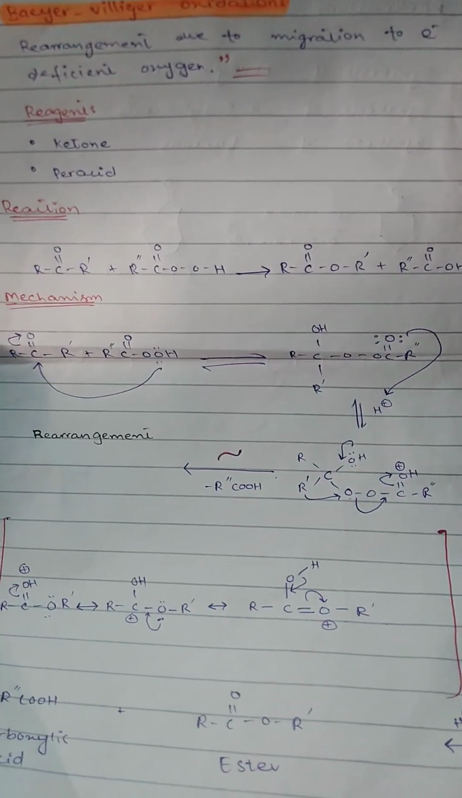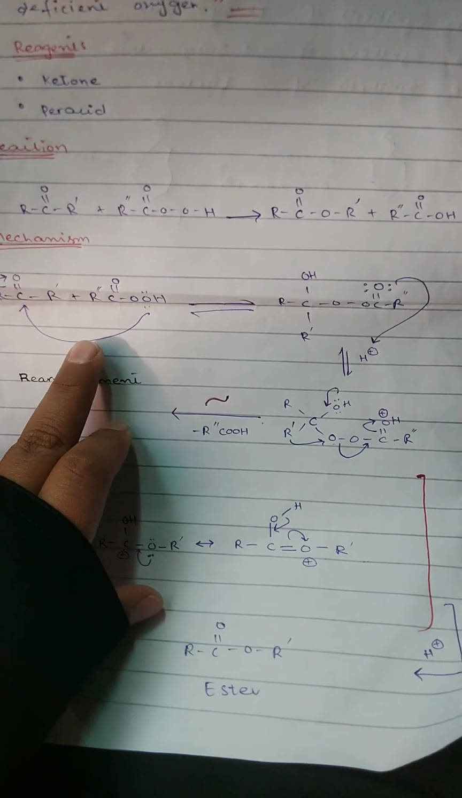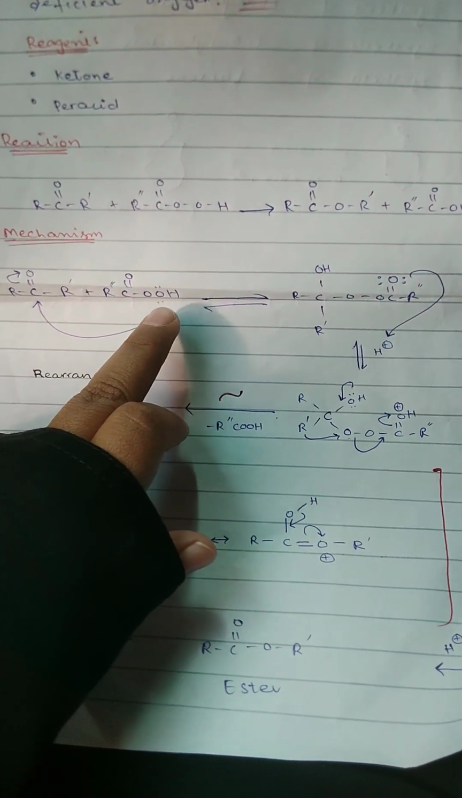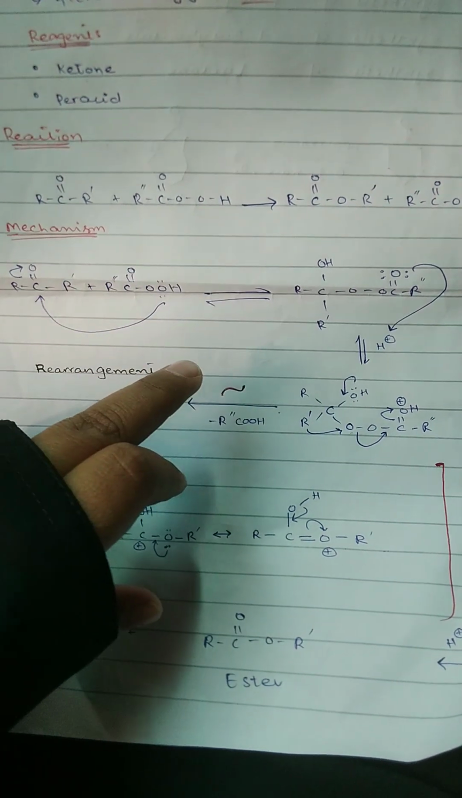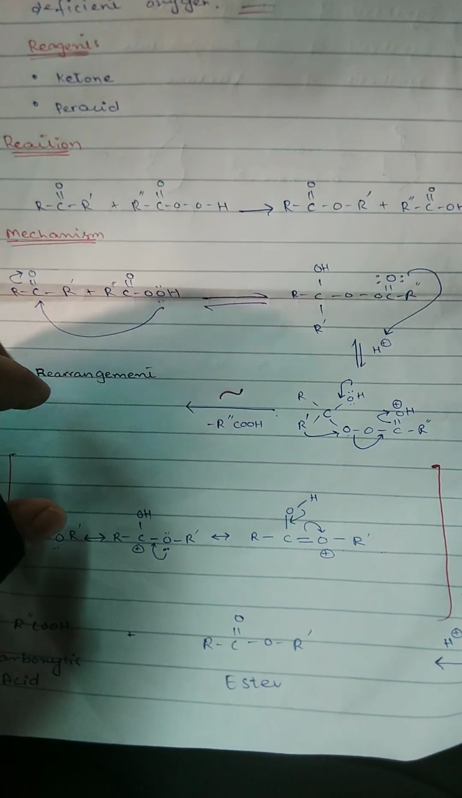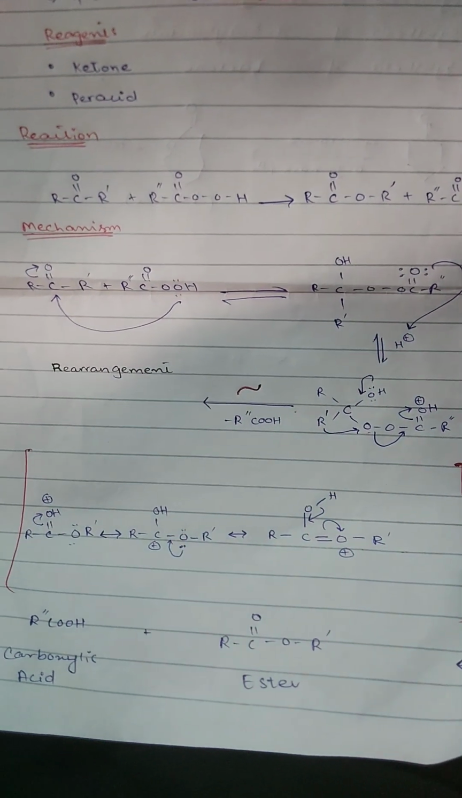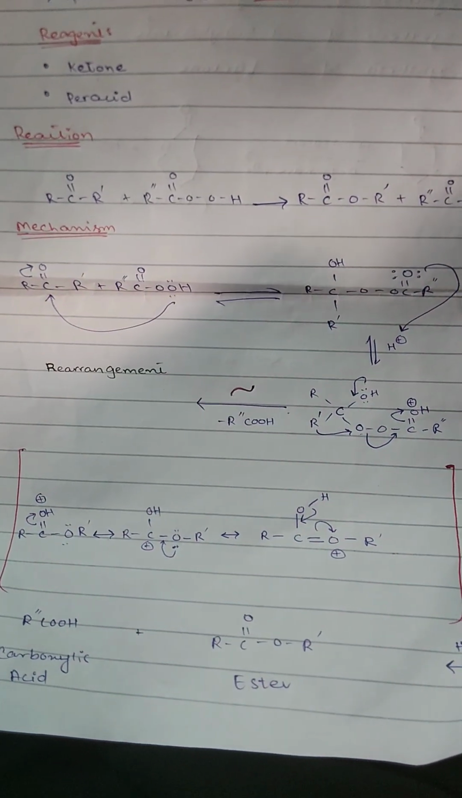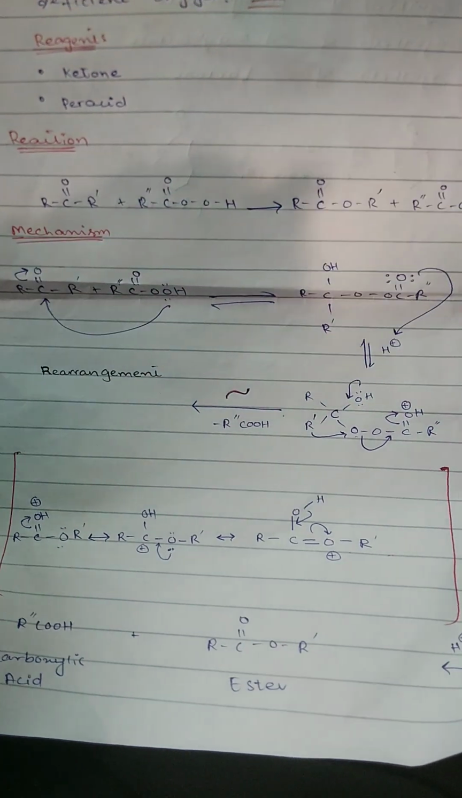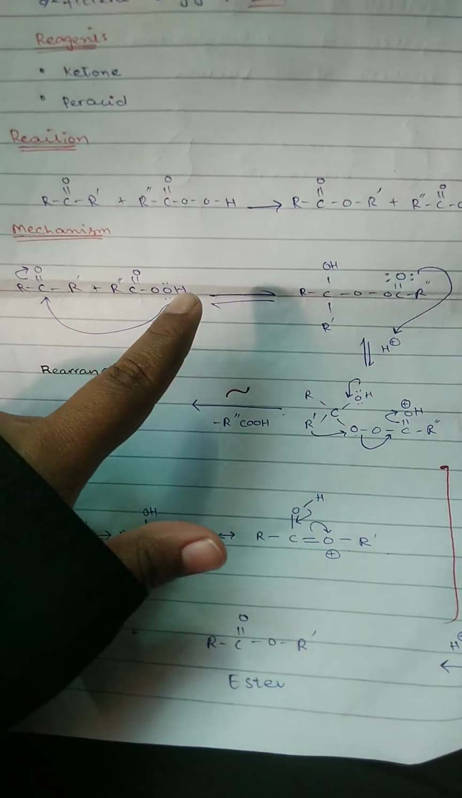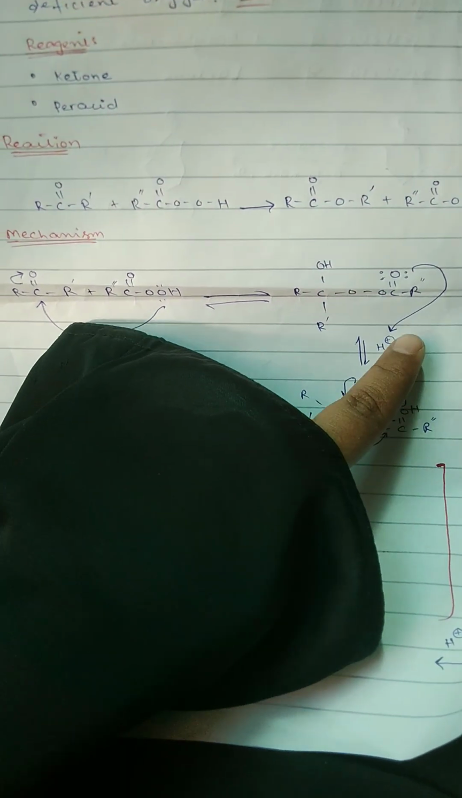Let's see its mechanism. In the mechanism, first of all, this oxygen that has 2 lone pairs with the hydroxyl group will attack on the carbonyl carbon. Why does it attack on the carbonyl carbon? Because the carbon and oxygen is representing a highly polar group, the carbonyl group. The oxygen is too much electronegative as compared to the carbon. So this carbon will make a bond with this oxygen atom. Here you can see.